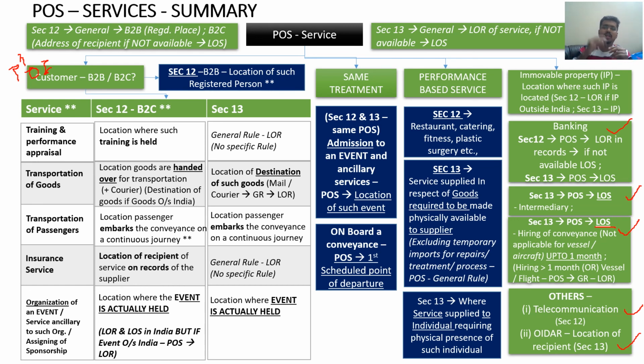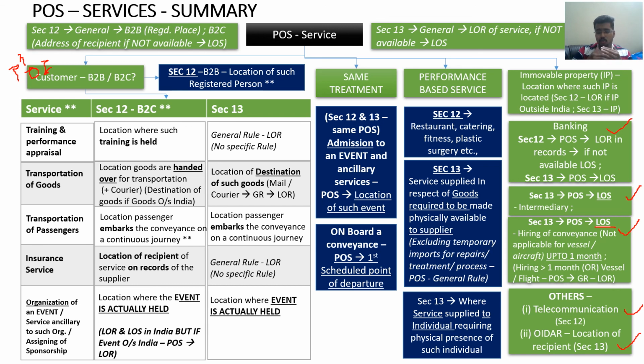However, if they are willing to take the yacht for 2 months, then you can't say Kerala is the POS. You will say the location of the recipient. If it's outside India, that place will be the place of supply, right? So this is just a quick summary of what we have discussed so far in today's video.